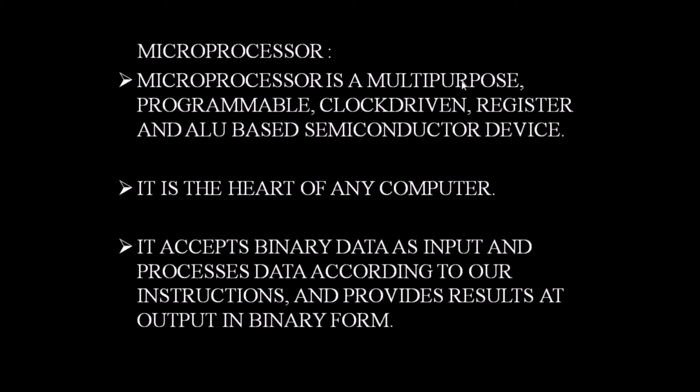Microprocessor accepts data in binary form and processes it according to our instructions and provides the result in binary form. The processor does not understand the normal language which we speak. It uses only the binary number system to perform its operation, that is the zeros and ones.